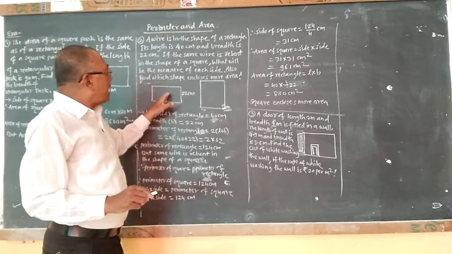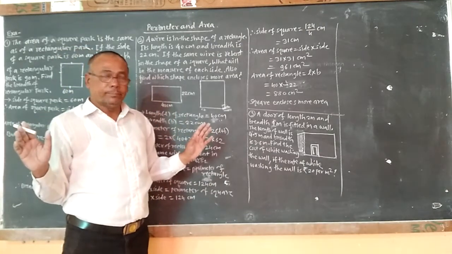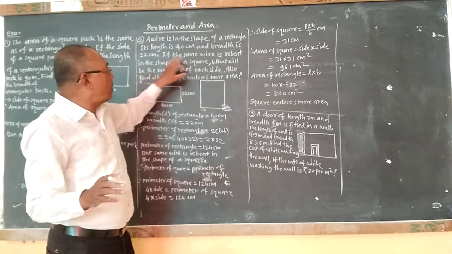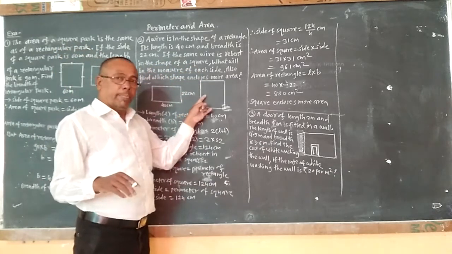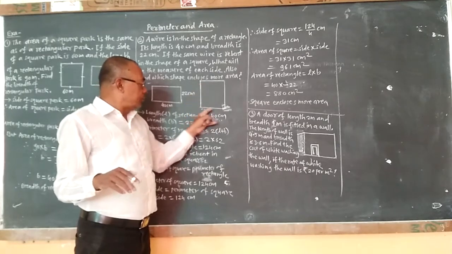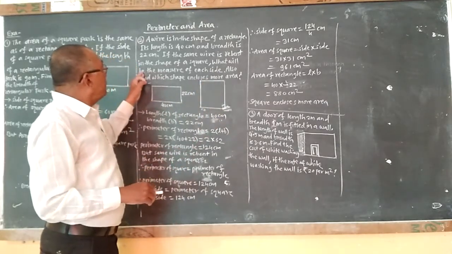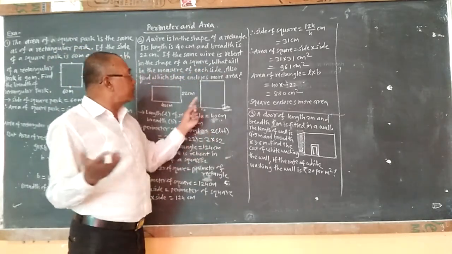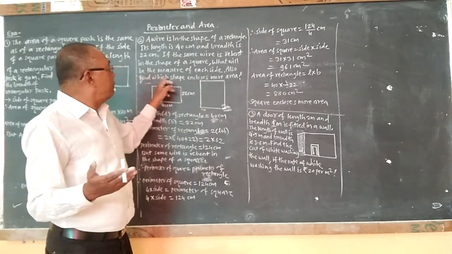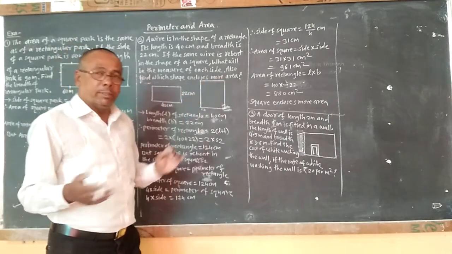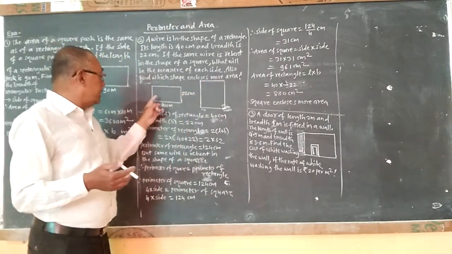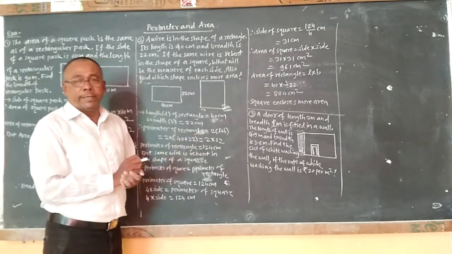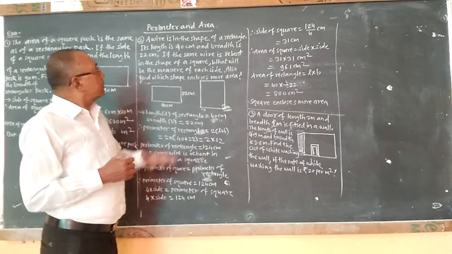Now, this wire is rebent. If the same wire is rebent in the shape of a square, what will be the measure of each side? Then what will be the side of the square? Also find which shape encloses more area. Means whether the area of the rectangle or the area of the square is greater, we have to find here.